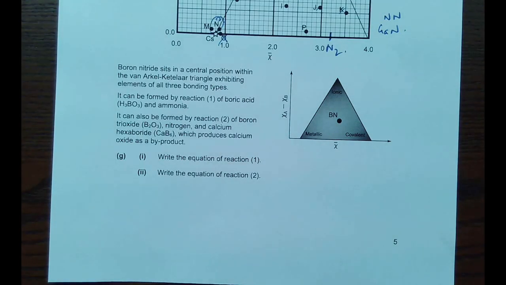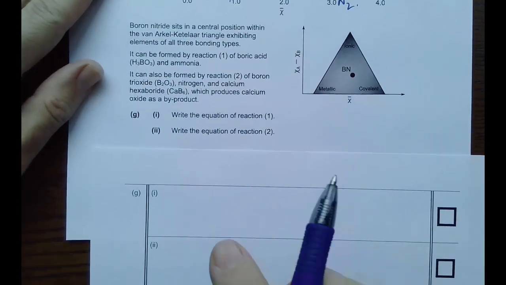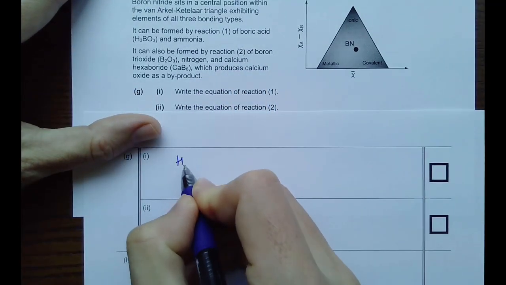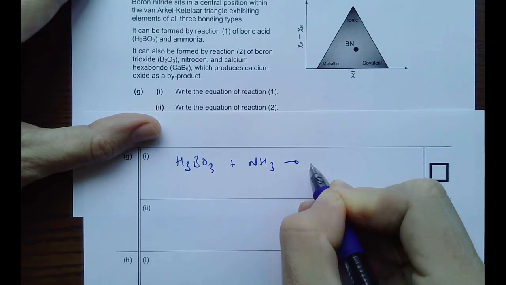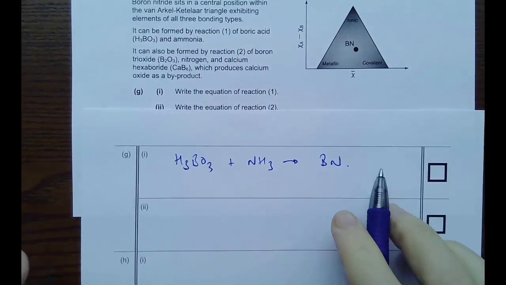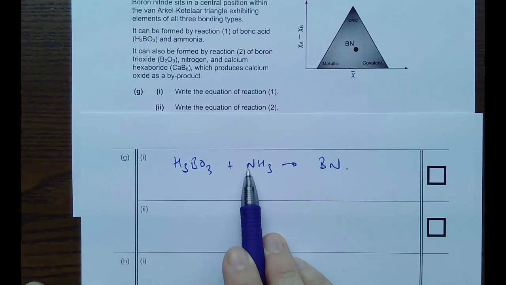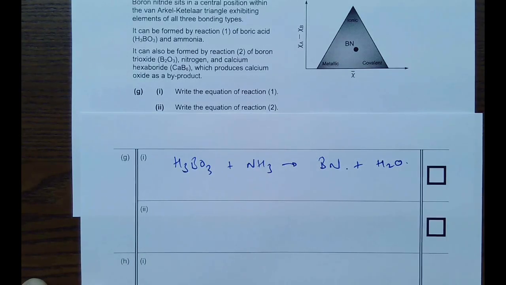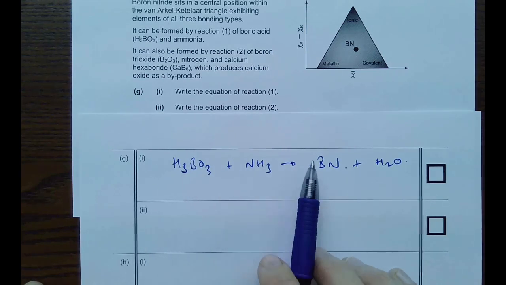asked to work out chemical equations, which we were also asked to work out in the first question this year. So they've been very generous asking us to work out these equations. So boron nitride can be formed by boric acid, H3BO3, and ammonia, NH3, to give me BN. Obviously there's another product you can do by inspection. You can just see, well, I've got boron, I've got nitrogen, I'm left with hydrogen and oxygen, so the other product is going to be water. And that makes sense because this is boric acid and ammonia is a base, so this is just a neutralization reaction.